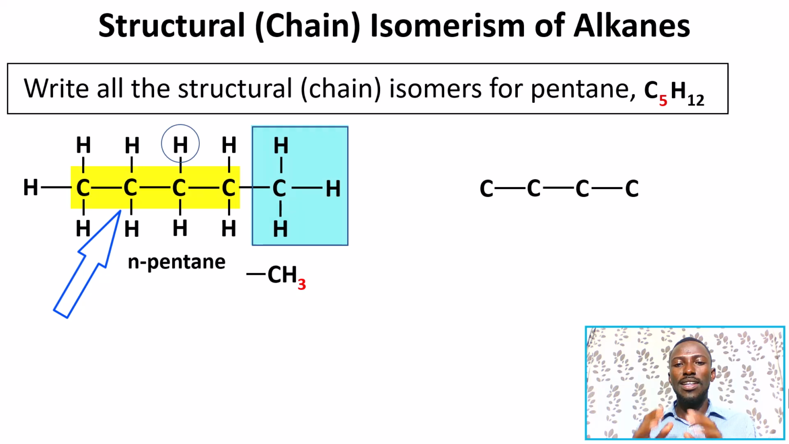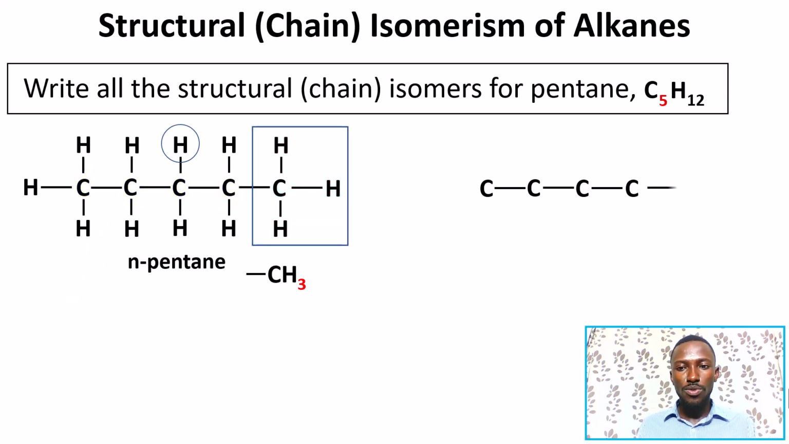Good. Now what do we do? The hydrogen that we have circled, we'll use it to replace where the CH3 is. I think the English I just put makes sense. So use that hydrogen to replace the position of the CH3, and then the CH3 goes to where the hydrogen was. Please take your time to understand that very well before you move on.